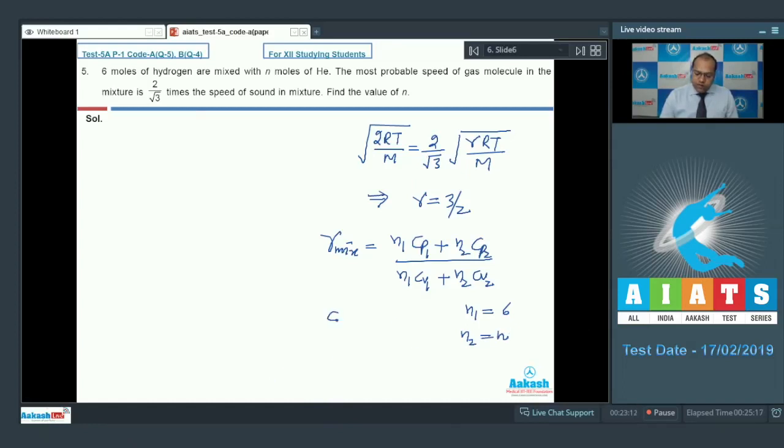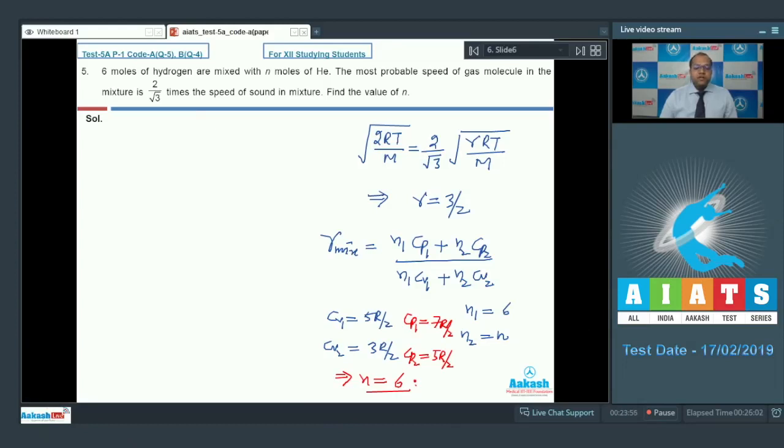The value of Cv1, for hydrogen, is equal to 5R by 2, and the value of Cv2 for helium comes out to be 3R by 2. Similarly, we can calculate the value of Cp1, that is equal to 7R by 2, and the value of Cp2, that is equal to 5R by 2. If I substitute the data here and solve for n, then the value of n comes out to be 6. So the correct answer for question number 5 is 6.